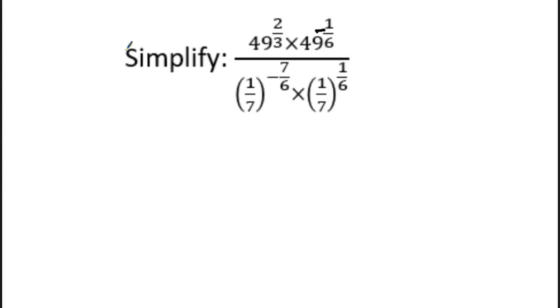So let's start. Simplify 49 raised to the power 2 on 3 times 49 raised to the power minus 1 on 6 over 1 on 7 raised to the power minus 7 on 6 times 1 on 7 raised to the power 1 on 6. So let's start with the numerator. The bases are the same, so let's add the exponents.